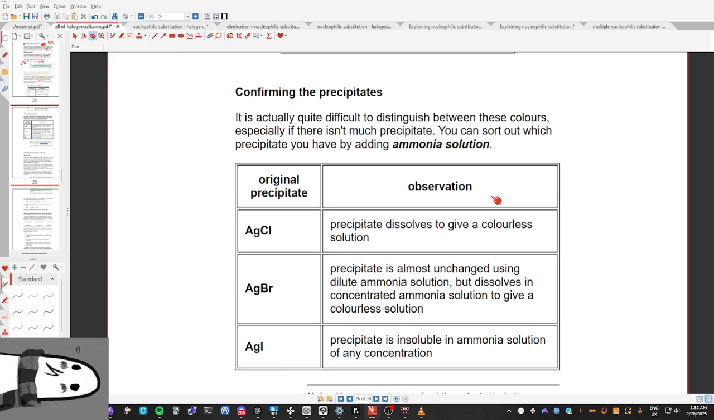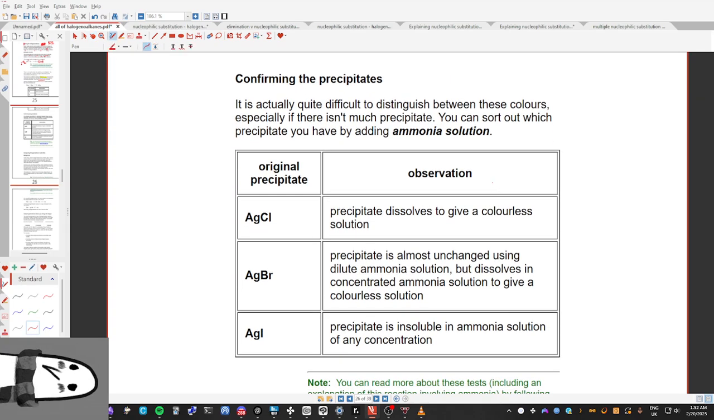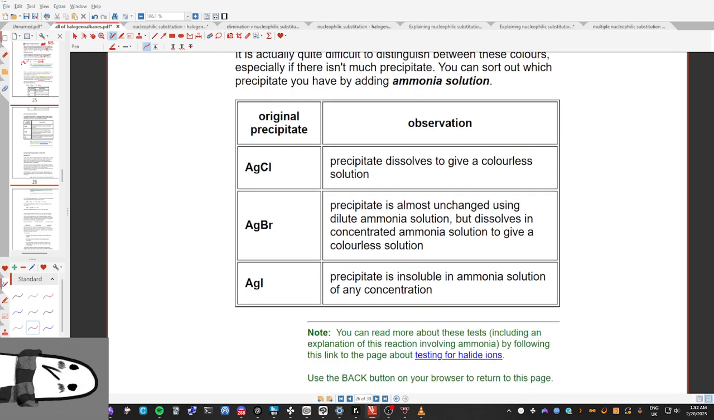Now, if you want to confirm it, it's actually quite difficult to distinguish between these colors, especially if there's not much precipitate. You can work it out by adding ammonia solution. When you add an ammonia solution, the precipitate dissolves to give a colorless solution if it's AgCl. If it's AgBr, the precipitate is almost unchanged using dilute ammonia, but dissolves in concentrated ammonia. So you put in some and then you put in more and then it will dissolve. And then AgI is just insoluble.